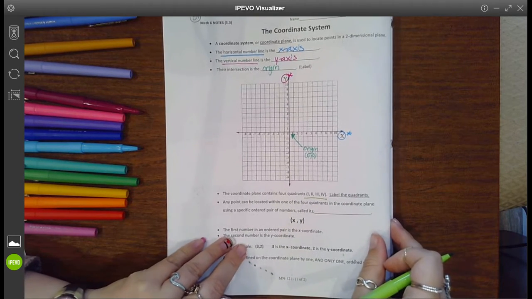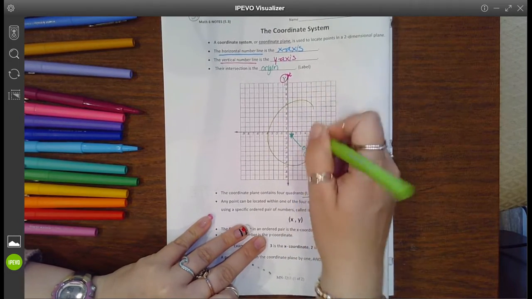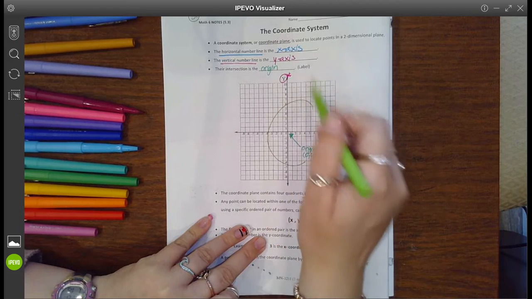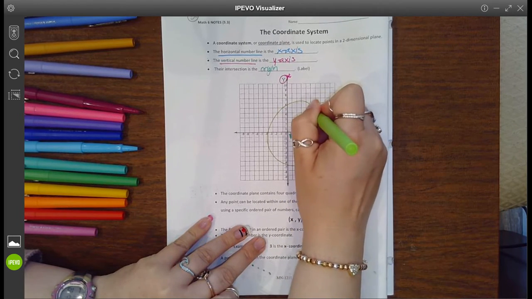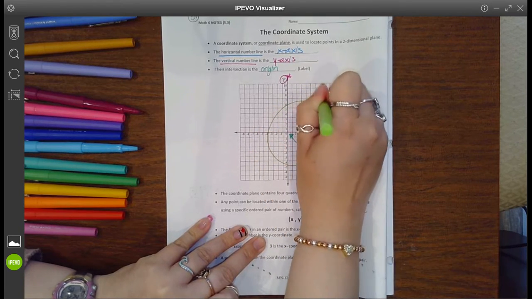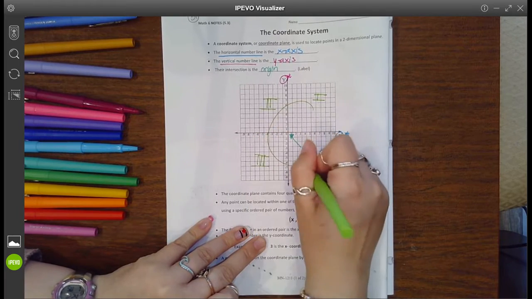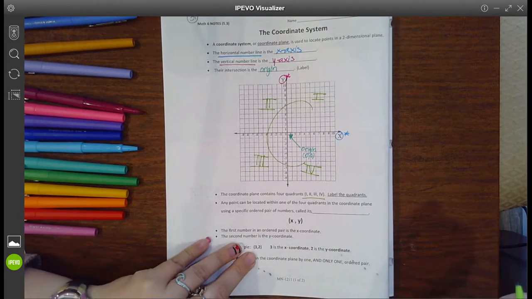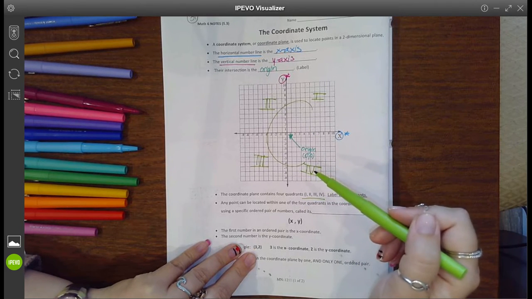Now, how I remember the order of them is I draw a big giant C for coordinate plane, right? Because that's what this whole thing is. It's the coordinate plane. So draw a C for coordinate plane and then follow your C. 1, 2, 3, 4. So this is quadrant 1, this is quadrant 2, this is quadrant 3, and this is quadrant 4. Any point can be located within one of the 4 quadrants.